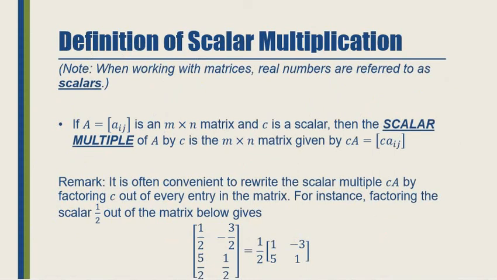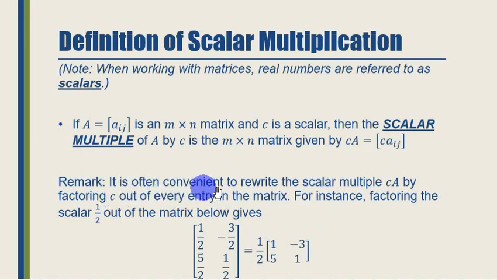Now, another important operation would be scalar multiplication. Take note that when we work with matrices, real numbers are called scalars. So if we have a matrix A, an m by n matrix, and C is a scalar, then the scalar multiple of A by C is the m by n matrix given by CA, which is equal to C times each entry of the matrix.